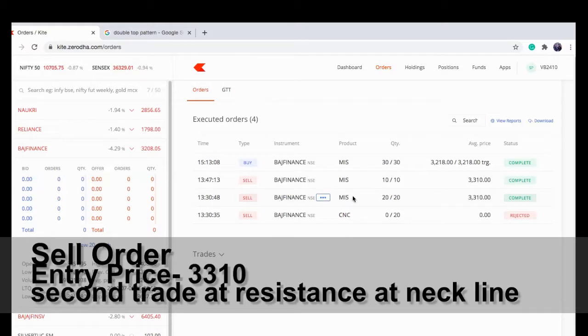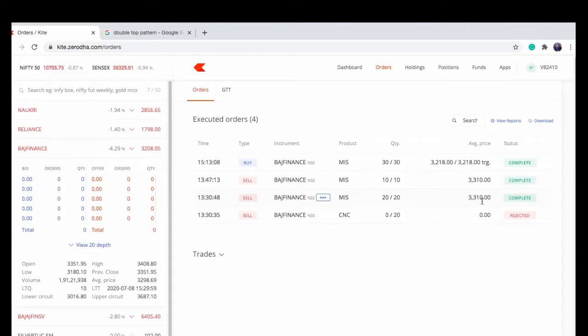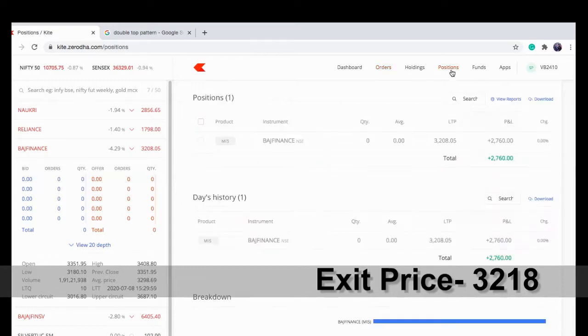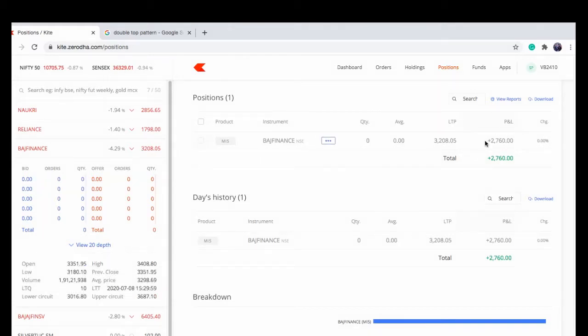that we initiated a sell of Bajaj Finance, quantity of 20, taken at a price level of 3,310, and by the time of market closing, at around 3:13 we executed a trade and exited at the price level of 3218, and the profit we achieved was rupees 2,760. Now let's go into the chart pattern.